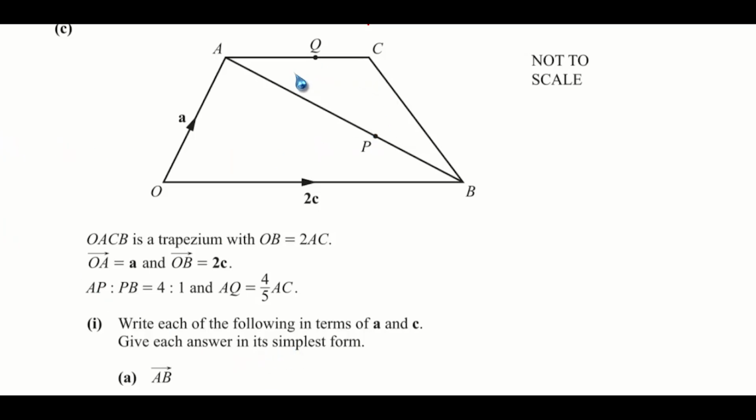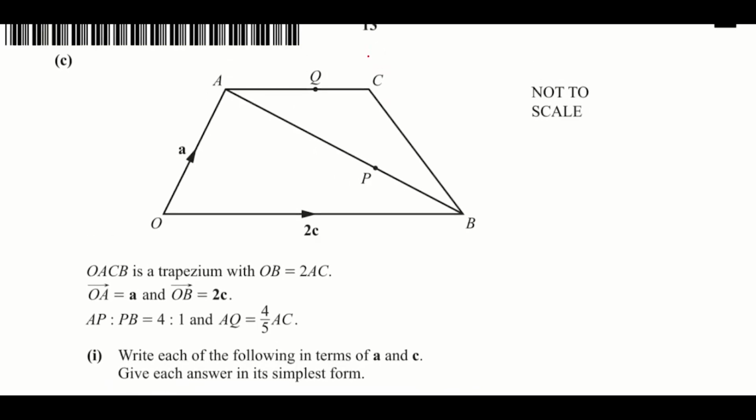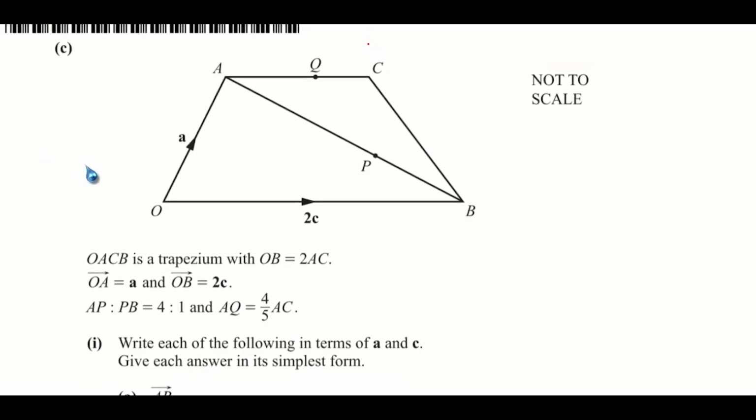So I think we can adjust some things here before we start. If OB is twice AC, and OB is 2C, that means vector AC in this direction will be equal to vector C. And for this one, we'll come to it later because to get the values of AP and PB, we have to know the length of AB.